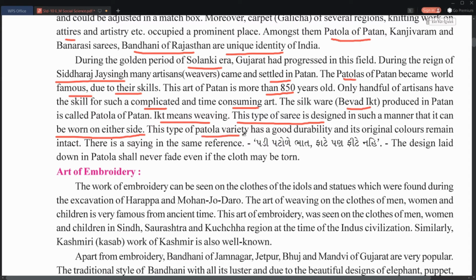This type of patola variety has good durability. They are very, very durable, not only finely designed but also very durable, and their original colors remain intact. Apart from durability, its colors are also very fine, and they remain intact for years. There is a saying in the same reference in Gujarati. There is a saying in this reference that padi patole baat, phate pan fite nahi.